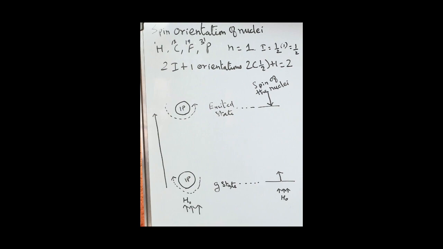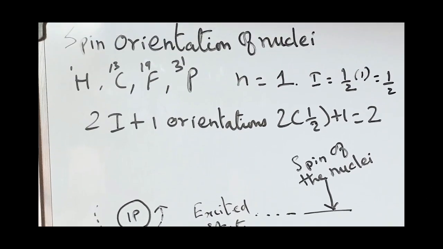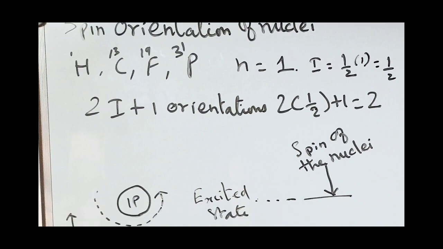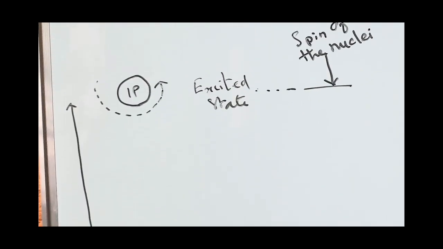So, spin orientation of the nuclei: hydrogen H1, C13, F19, P31. These are some of the nuclei which have a spin value of 1/2. When I is equal to 1/2, the number of orientations is 2. See, these are the two possible states.